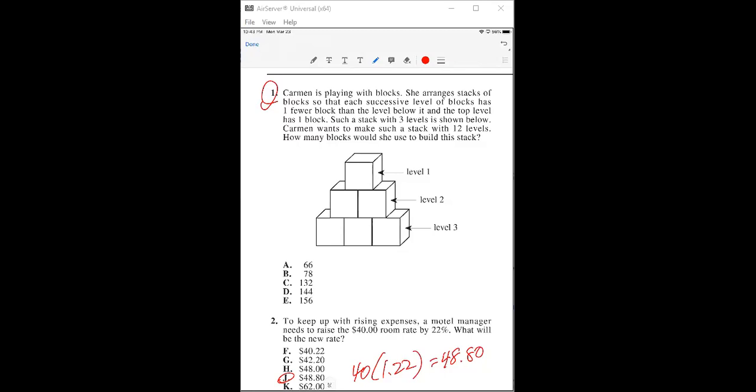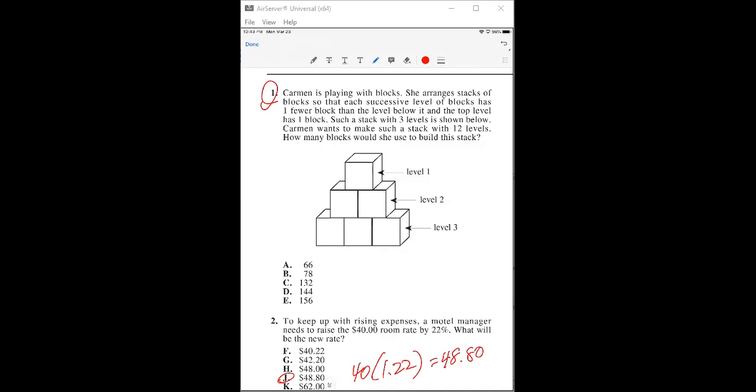So let me read it, and then I'm going to show you how I would solve this. All right. It says, Carmen is playing with blocks. She arranges stacks of blocks so that each successive level of blocks has 1 fewer block than the level below it, and the top level has 1 block. Such a stack with 3 levels is shown below. Carmen wants to make such a stack with 12 levels. How many blocks would she use to build this stack?